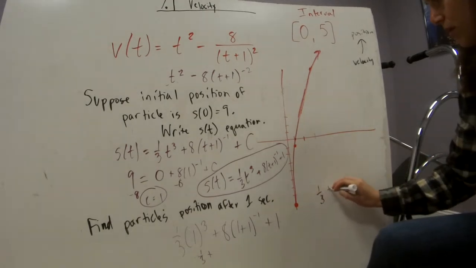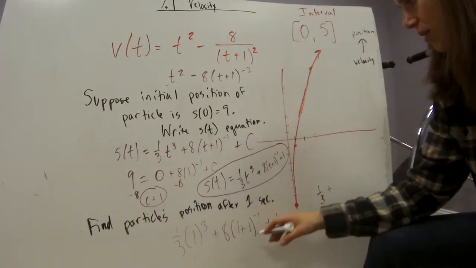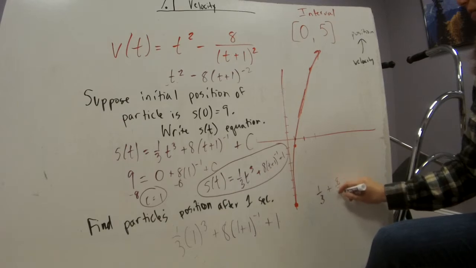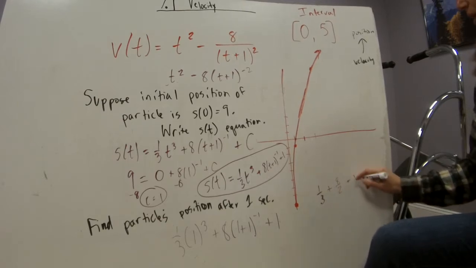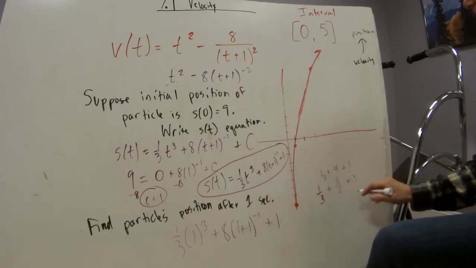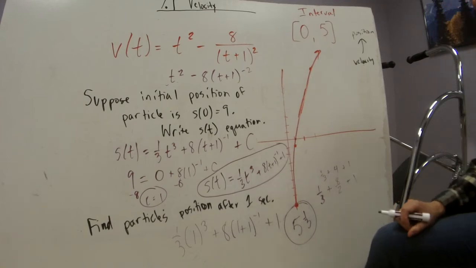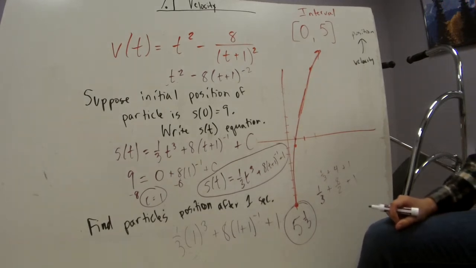1/3 plus, and then 1 plus 1 is 2, but it's going to get sent to the bottom. So it's going to be 8 divided by 2, which is going to be 4 plus 1. This is 1 plus 4 plus 1/3. So 5 1/3. Which I think makes sense, right?